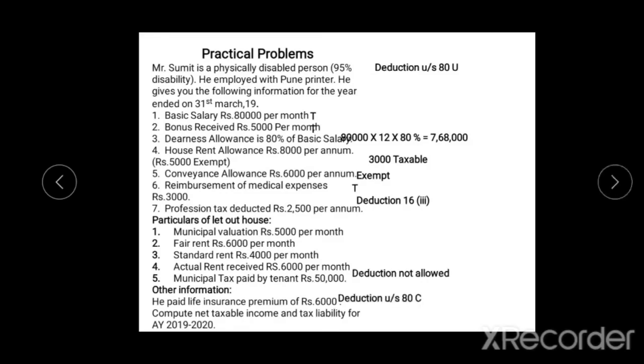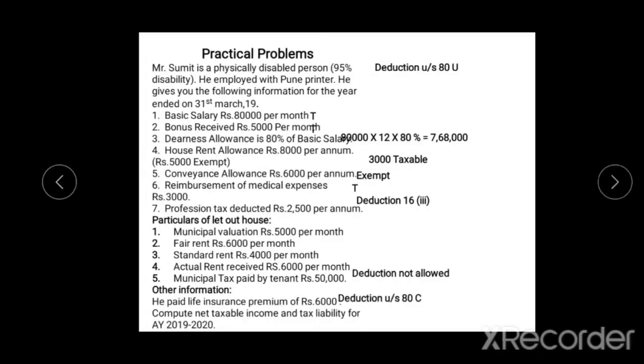Some other information is given. He paid LIC premium of rupees 6,000. So LIC premium will come under deduction under section 80C. Compute the net taxable income and the tax liability for assessment year 2019-20. In this sum we are going to see only how to calculate the total taxable income. Hope you have understood this practical sum very well. Now we will see how to record these transactions.